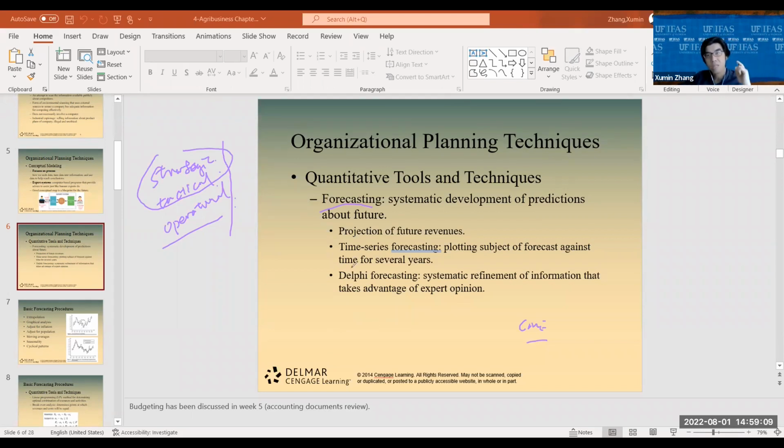Thinking about it, the first is the projection, okay? And the second is how we can use the historical data, the time series. This forecasting is based upon previous data, right? And then how we can receive expert forecasting. Simply speaking, the projection is just an estimate, give a guess, all right? And the time series forecasting is based upon the previous data. And then the Delphi forecasting is when your prediction is combined with the expert opinion.